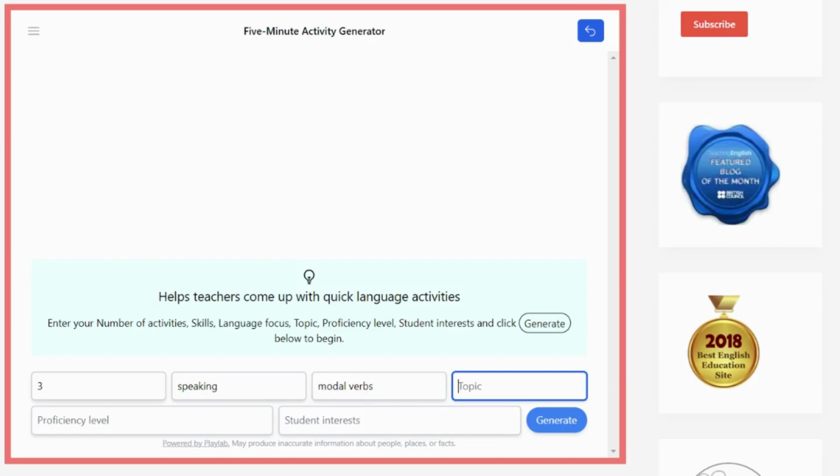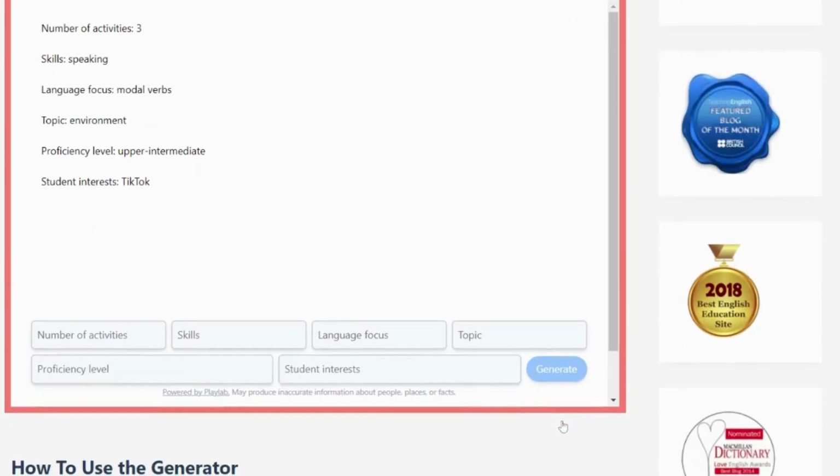Then comes the topic or topics, for example, environment. Enter the proficiency level of your students, for example, intermediate or upper intermediate. Now come students' interests, for example, my students love TikTok videos. Then click Generate and you'll get 3 activities for your students.